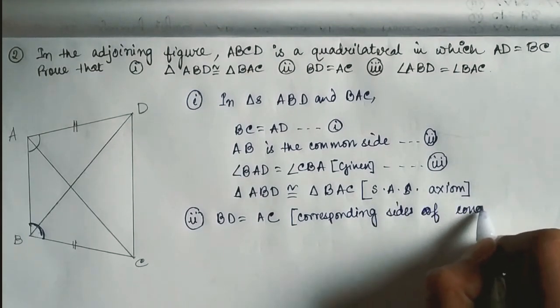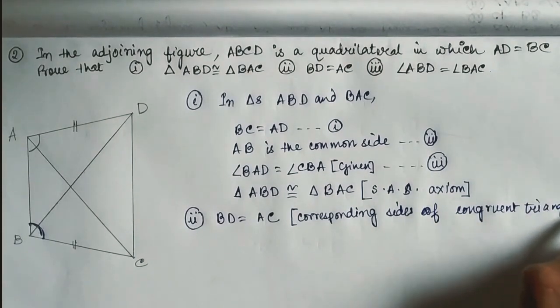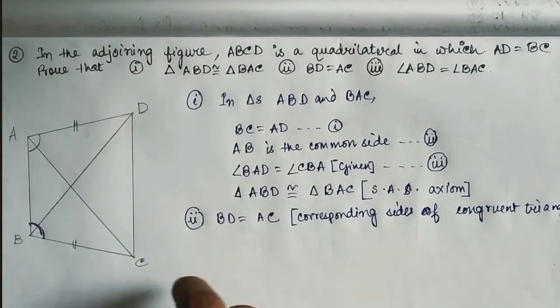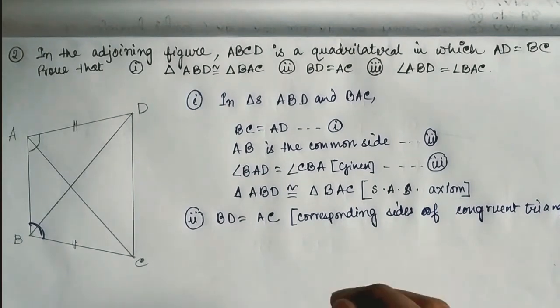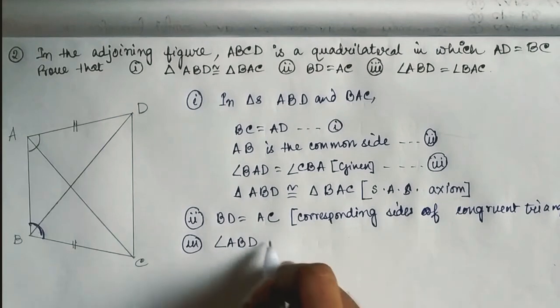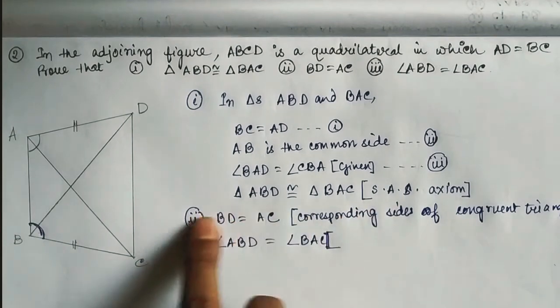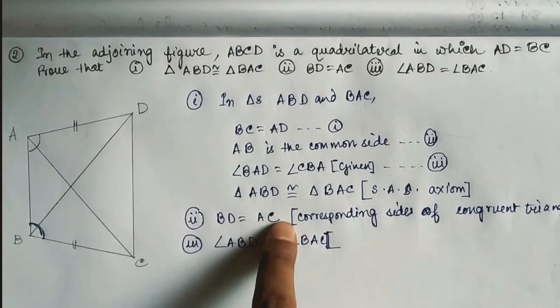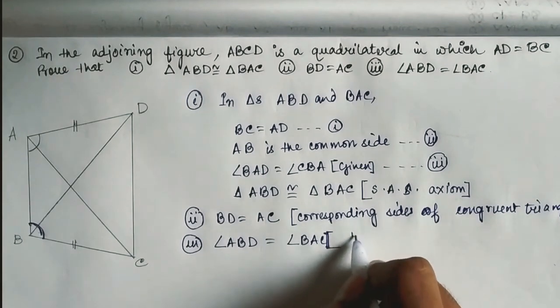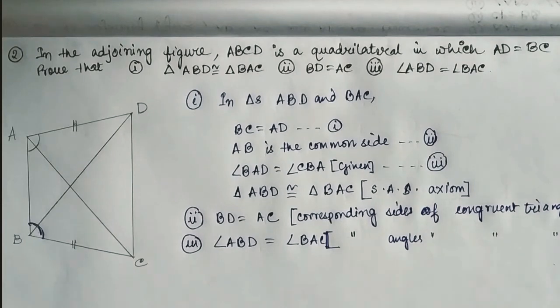And all of you now closely follow the third point that we have to prove. They have told us to prove angle ABD is equal to angle BAC. Now see, both these angles are also located in the same position in both the congruent triangles. So from here we can conclude that angle ABD is equal to angle BAC. And what will be the reason? For the previous proof, we had to prove these two sides equal. Here we will prove these two angles equal. So we will write corresponding angles of congruent triangles. So our proof is done.